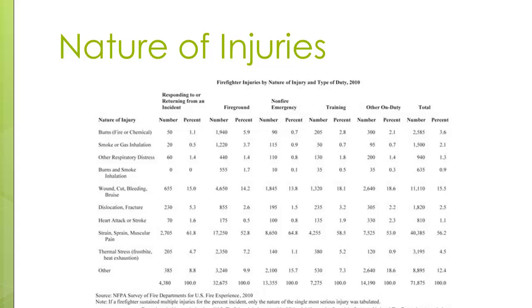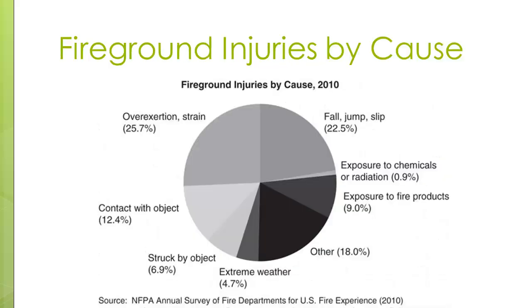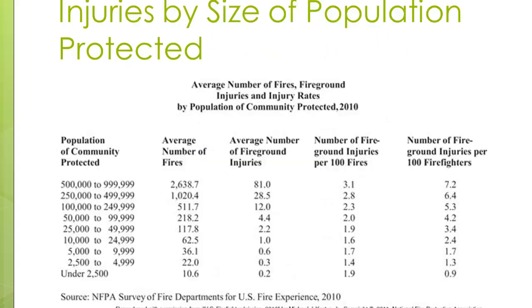And what you can see there is that most of our Fireground injuries are strains, sprains, and muscular pains. And that's where our goal in our wellness program would be, to try to reduce those numbers. And you can see here again, overexertion strain has the largest Fireground number by cause. Injuries by size of population.